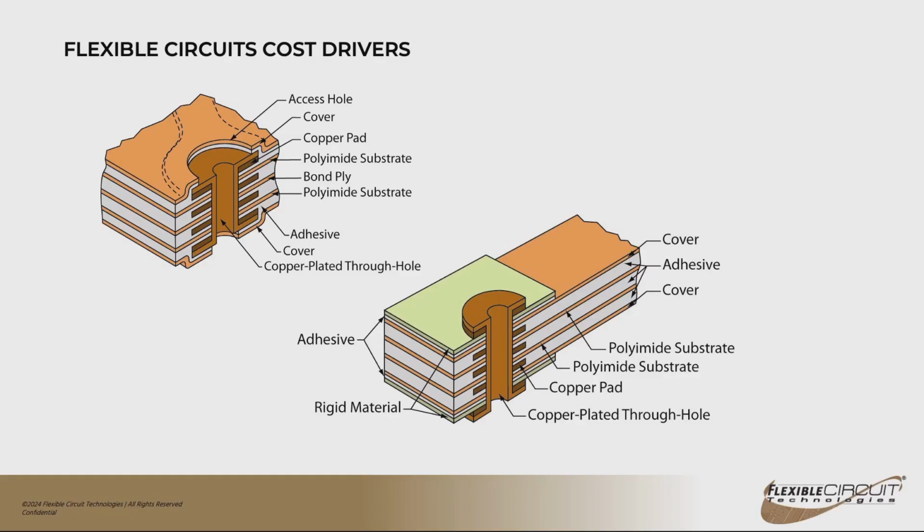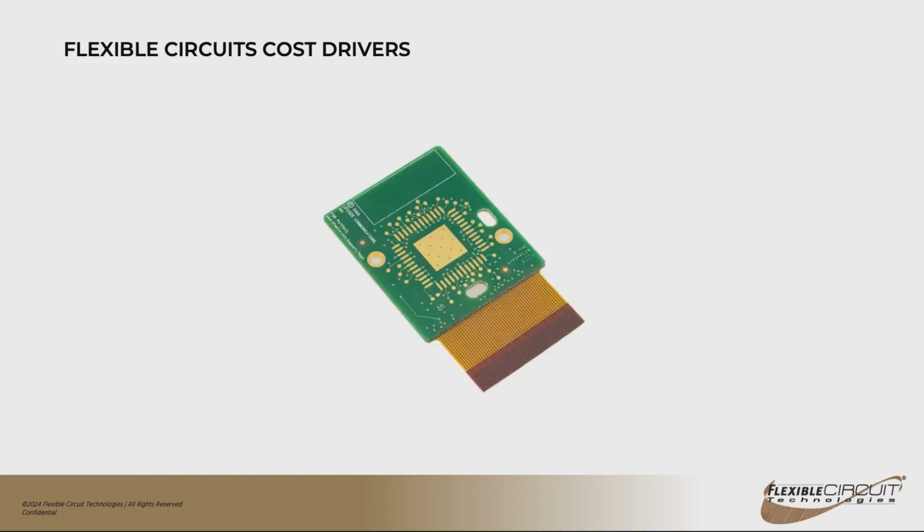So these two are both very, very common, but the upper left design will be a lot less expensive than the lower right one will. Here's an example of a rigid flex design. You can see you have SMT on the rigid area, and then the flex tail coming out.